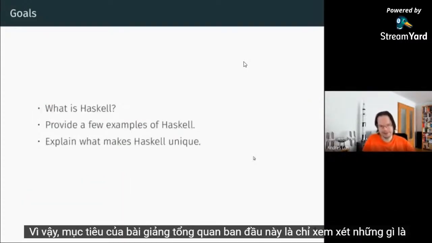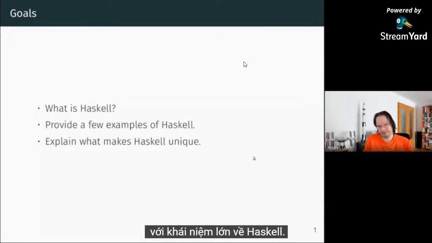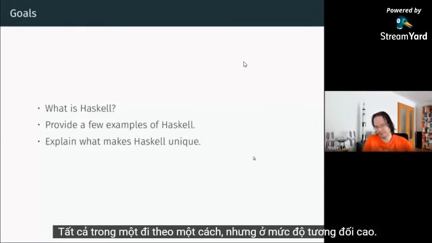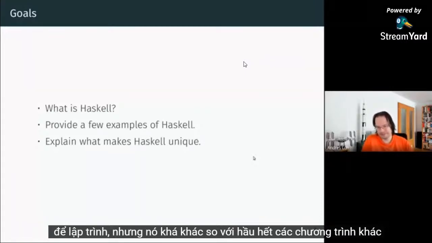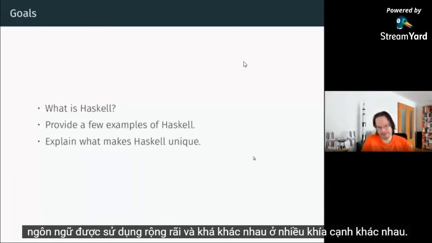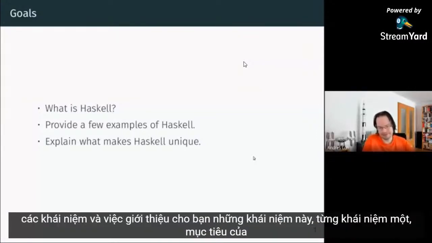Okay, so the goals of this initial overview lecture are to look at what Haskell is, look at a few examples, and introduce you in particular to the big concepts of Haskell, all in one go, but on a relatively high level. I don't know exactly what your background is with respect to programming, but Haskell is quite different from most other widely used programming languages, and quite different in a lot of different aspects. So it's not just one new thing to learn about, but possibly quite many new concepts.